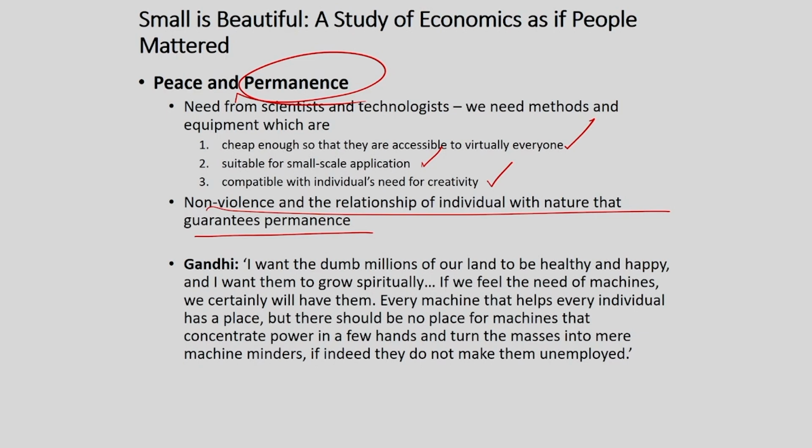This was a primary concern for Gandhi, for example. Gandhi once said, in his selected writings and speeches, that I want the dumb millions of our land to be healthy and happy, and I want them to grow spiritually. If we feel the need of machines, we certainly will have them. Every machine that helps every individual has a place, but there should be no place for machines that concentrate power in a few hands and turn the masses into mere machine minders, if indeed they do not make them unemployed.